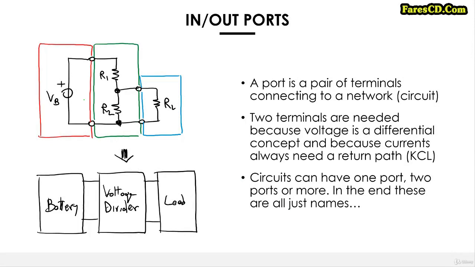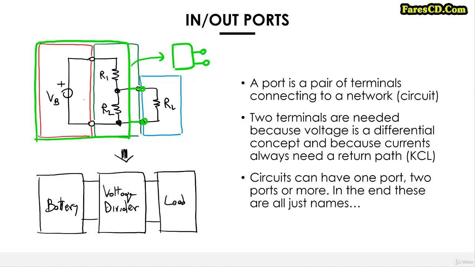Splitting circuits in blocks and defining ports is an arbitrary process. One could have chosen to consider the battery and the voltage divider as one big block, having only one output port, like this. Just one block with an output port. One could even consider the whole circuit as a block with one output.